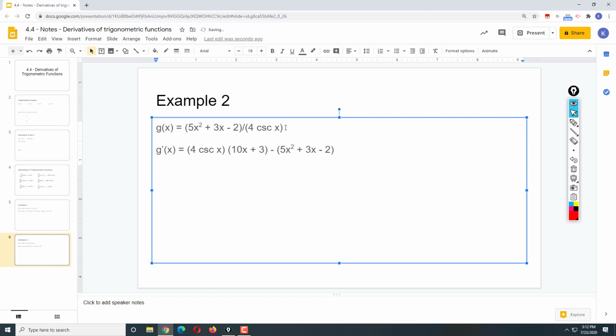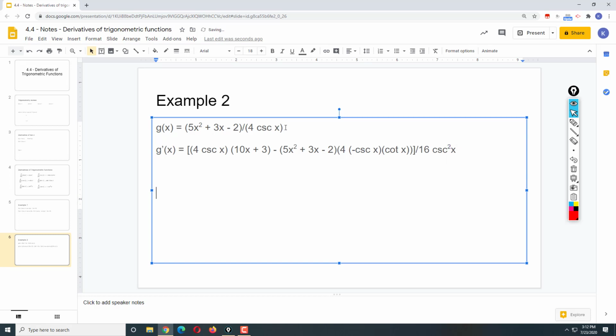D low, the derivative of the bottom one. Well, we have 4 cosecant x. That's 4 times negative cosecant x cotangent x. So that's all on top. Over the square of what's below. So 4 squared is 16, cosecant squared x.